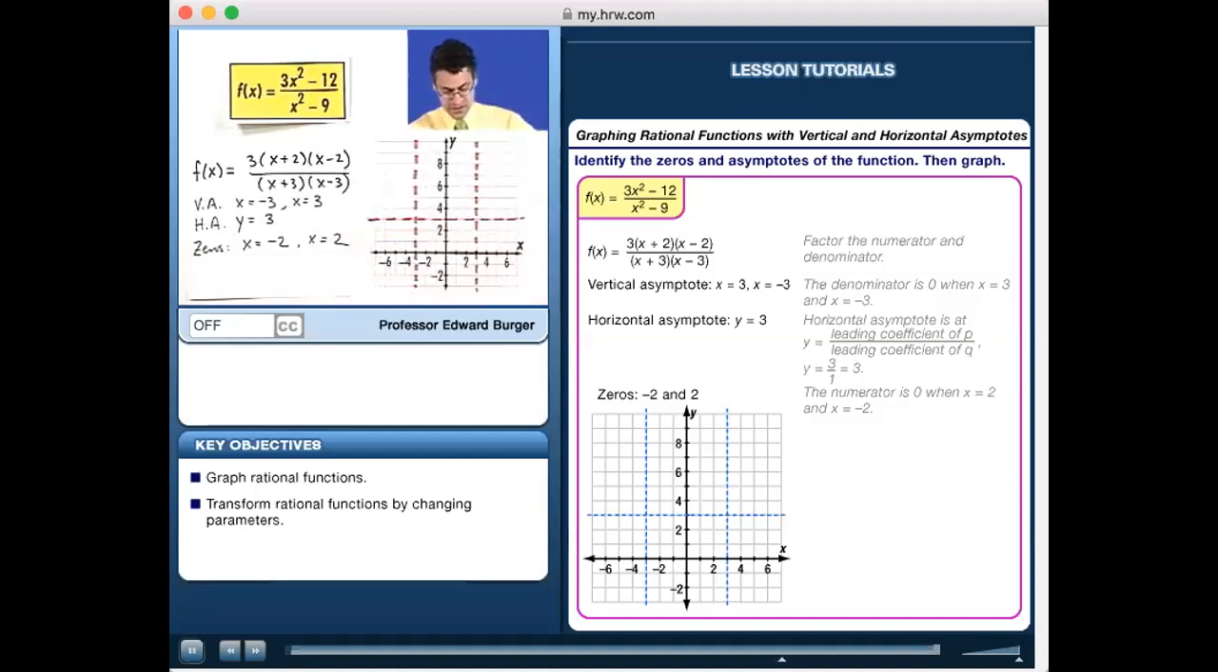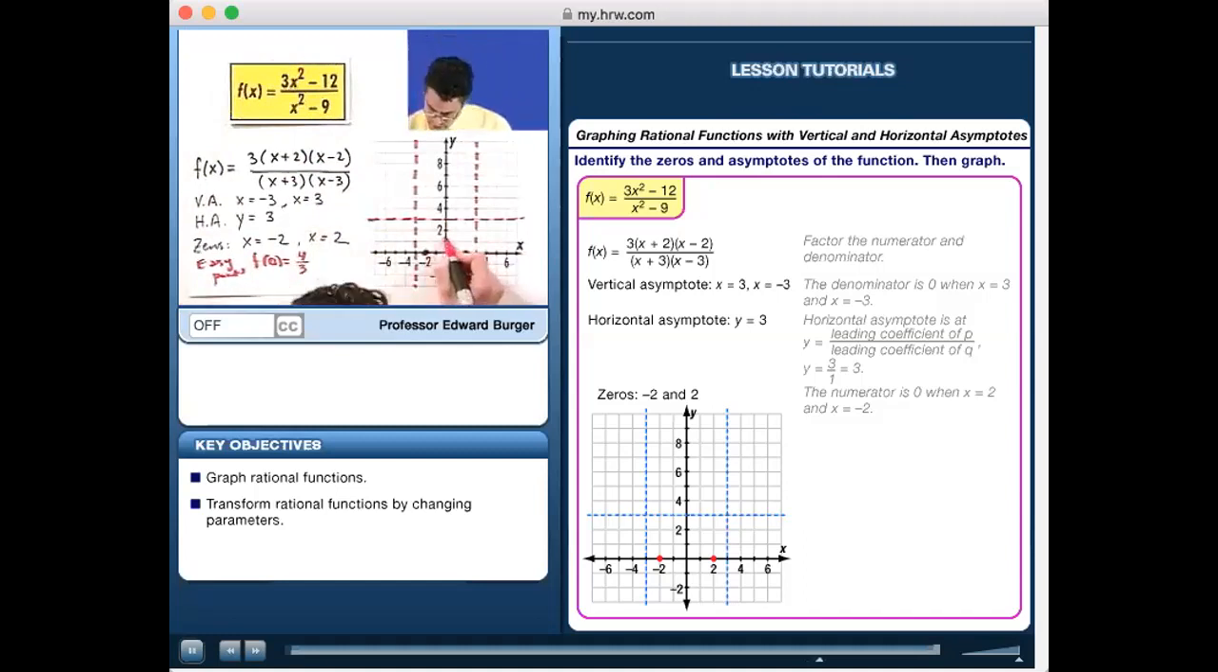Well, let's now insert these points that we know. We have the zeros, so we see that x equals -2 is one of the zeros. So we cross the x-axis at -2. We also cross the axis at 2. And let's plug in x equals 0, which is an easy point. F of 0: if we let x be 0, we are left with -12 over -9, which is 12/9, which if we simplify is 4/3, which is 1 1/3, so it's a little bit over 1.